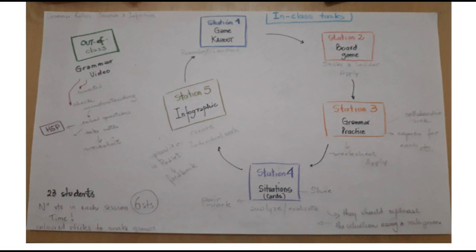The information I got from the assessment was very useful because I realized that I had to make some adjustments and changes in my plan. For example, one of the changes I made was to switch station 2 and station 3. After the Kahoot game, my students would find a grammar practice worksheet and then they would play again.